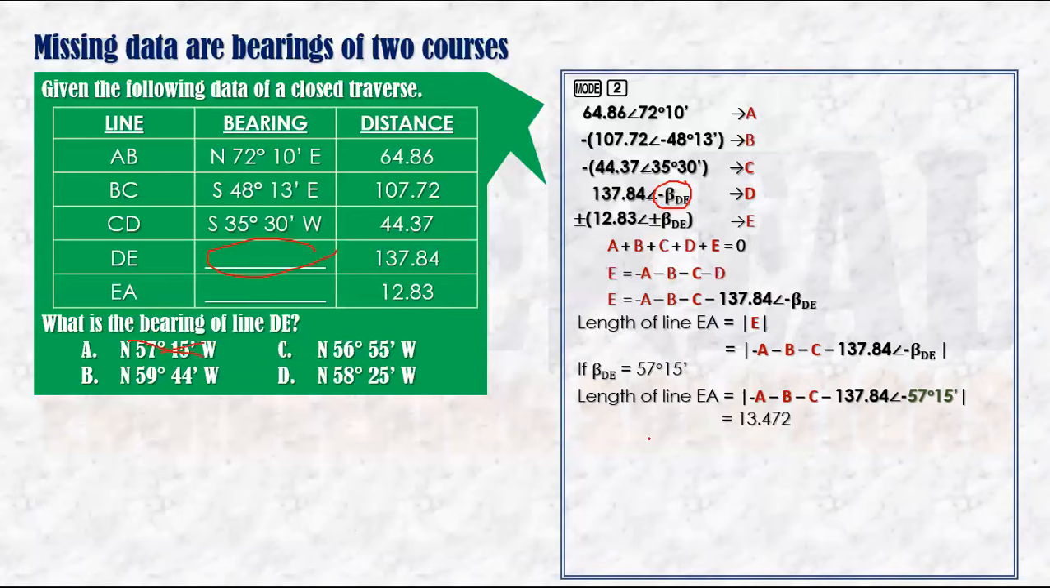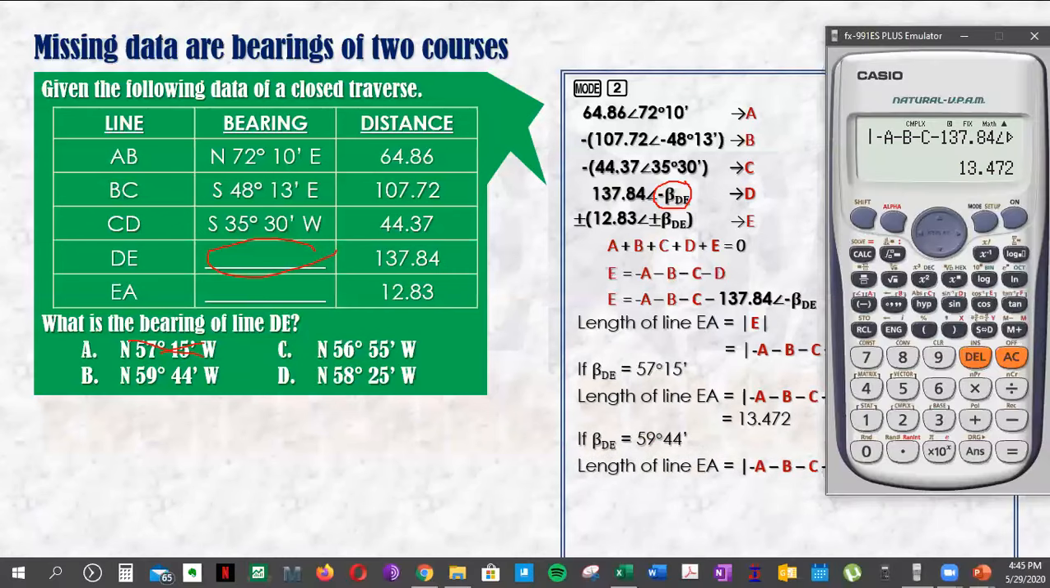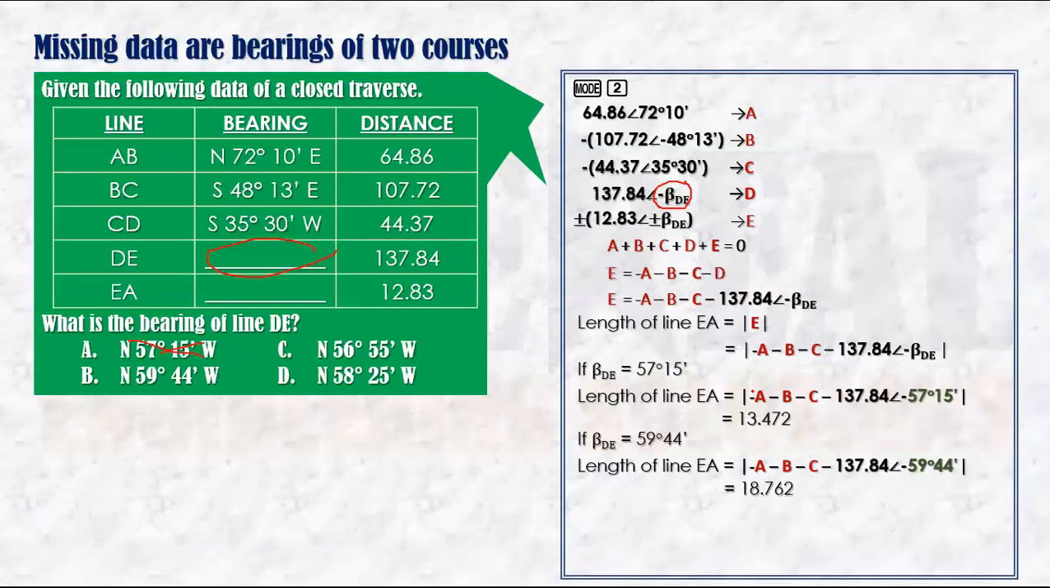Now, what if I try letter B, 59 degrees, 44 minutes. I just have to change this to 59 and 44. It should become 12.83. It's not. It's 18.762. That's far off. So that's definitely incorrect. Now, how about letter C?